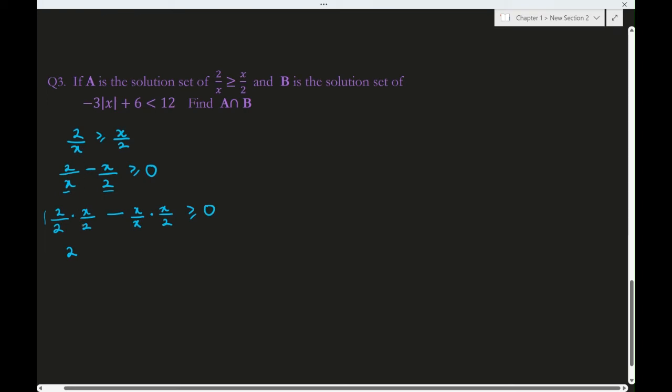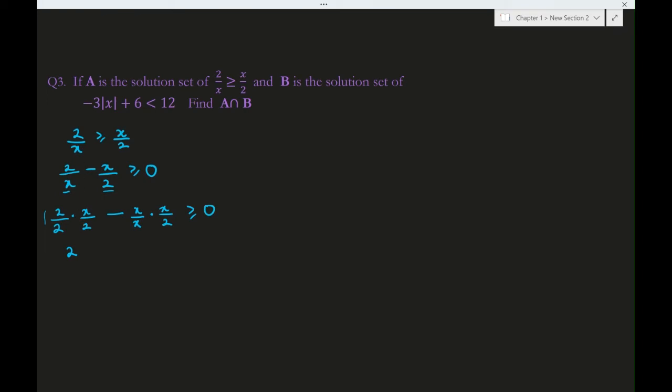Let's see what's happening here. What's the first term? The original one is 2 over x, yes. So we just multiply by 2, right? I think it's fine now. So this will be 4 over 2x minus x squared over 2x, greater than or equal to 0.